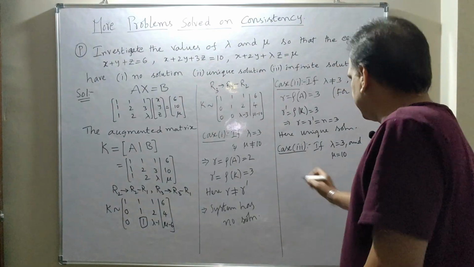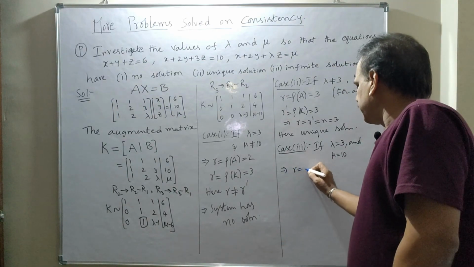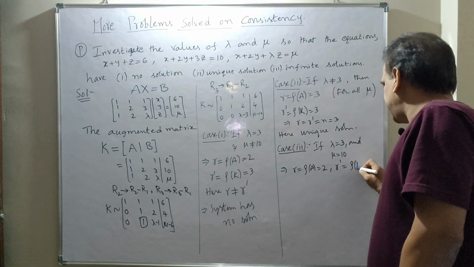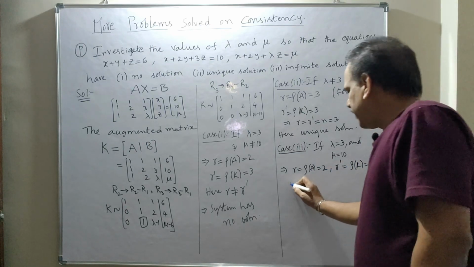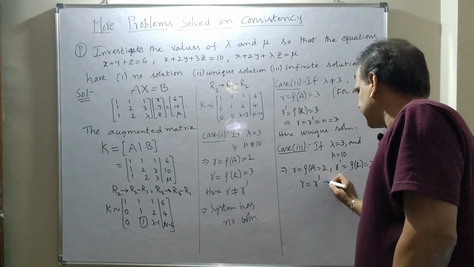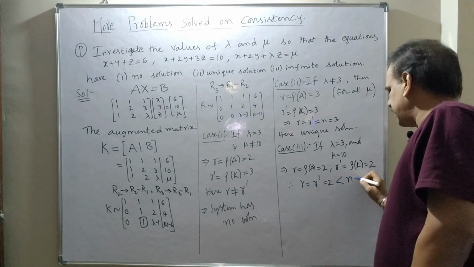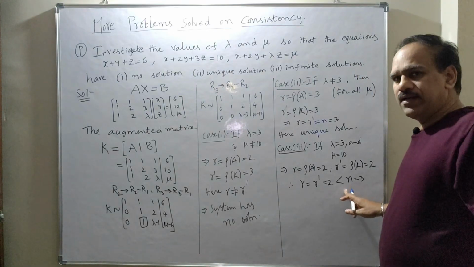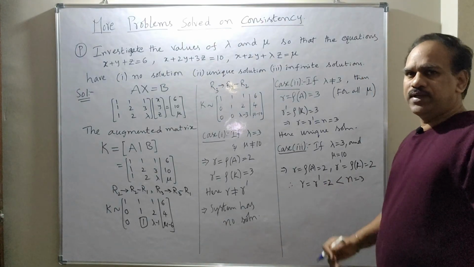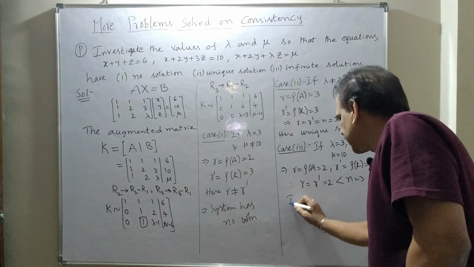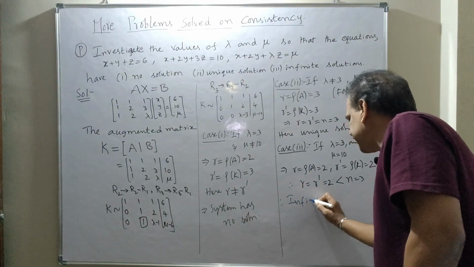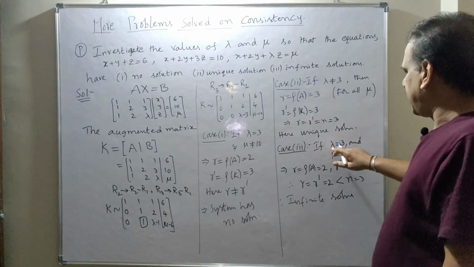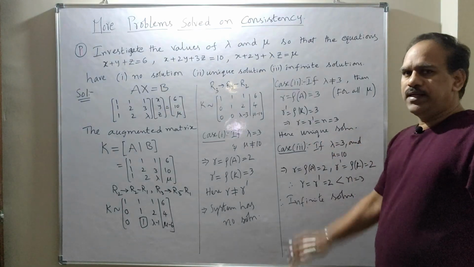With mu equal to 10, R equal to rank of A becomes 2, and R dash, the rank of K, also becomes 2. Therefore, R equal to R dash, which is 2, which is less than N, where N is 3. Now, R equal to R dash but less than N, in this case we get infinite solutions. Therefore, infinite solutions in this particular case, lambda equal to 3 and mu equal to 10.